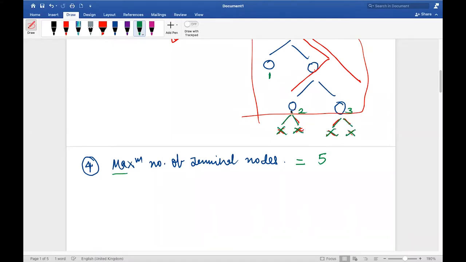This split is also possible. Now how many terminal nodes are there? 5. After that, is there any possibility of further split? No. Why? Because we have set this constraint. Yes. Correct? Yes.